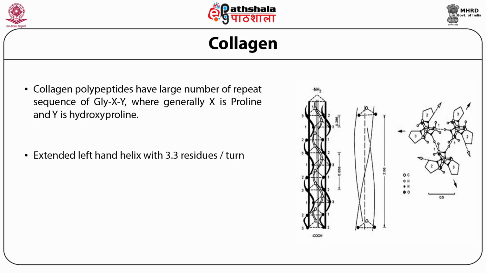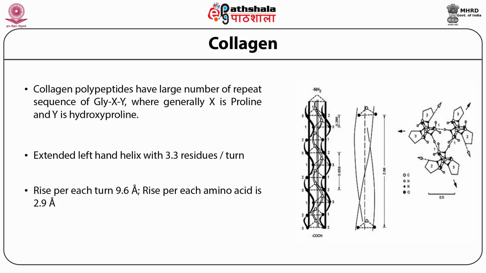The extended left-handed helix has about 3.3 residues per turn, the rise per turn is 9.6 angstroms, and the rise per amino acid is 2.9 angstroms. So it is a very extended helical structure.